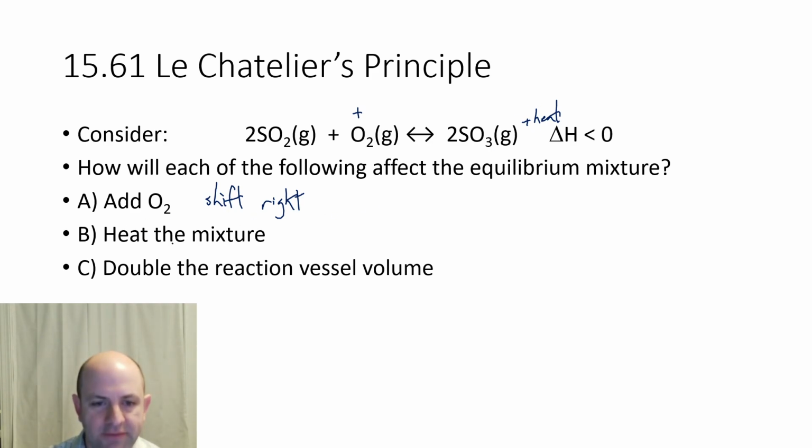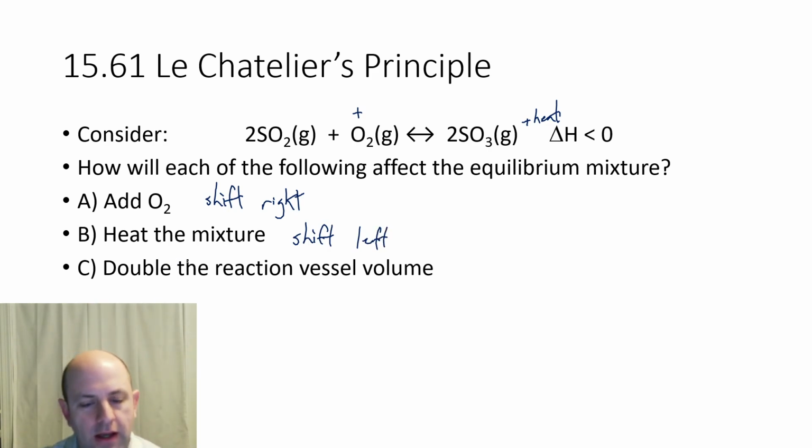In that case, if I heat the mixture and increase this amount, while I'm adding more stuff on the right-hand side of the equilibrium, to undo it, I'm going to have to shift back to the left side. So shift left for that one.